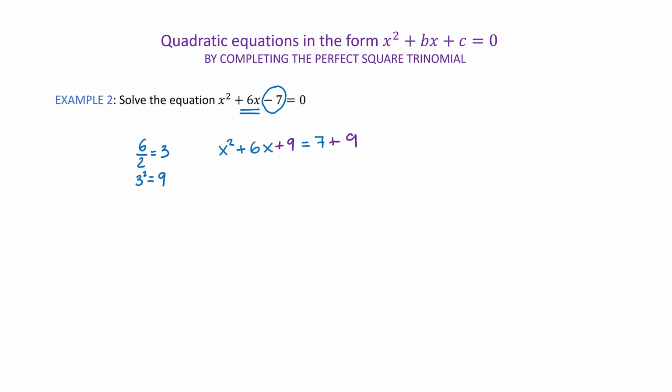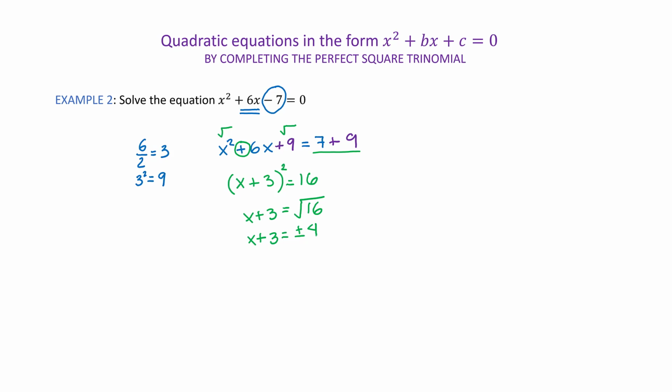Now that I added the number that I need, I am going to factorize. To factorize the perfect square trinomial, we take the square root of the first term, x, the sign of the second term, positive, and the square root of the third term, which is 3, and write it as a squared binomial, equal, and we solve the addition of 7 plus 9, and we get 16. Now I can clear, and I get that x plus 3 is equal to the square root of 16. X plus 3 is equal to positive and negative 4.